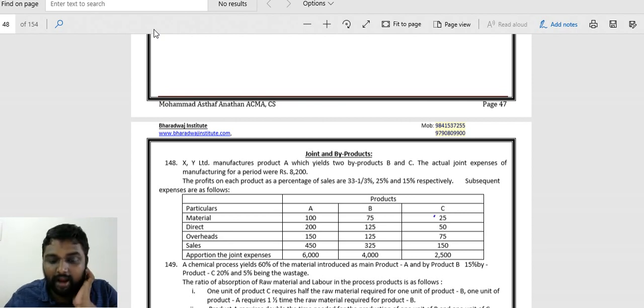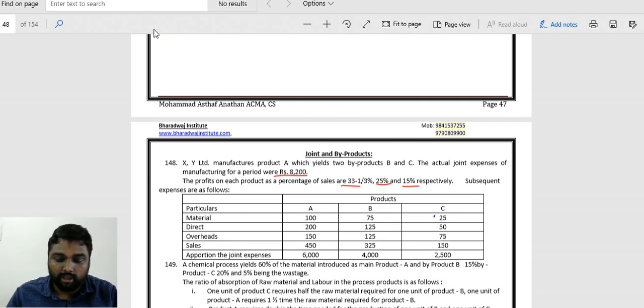XYZ Limited manufactures product A, which yielded two byproducts, B and C. The actual joint cost is the expense we have to apportion. Total joint cost is 8,800. Profit on each product as a percentage of sales is 33.33 percent, 25% and 15% respectively. Subsequent expenses are also given below. Particulars A, B, C: material, direct labor, overhead, sales.